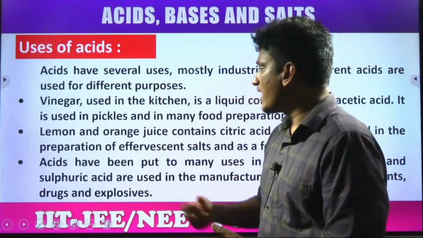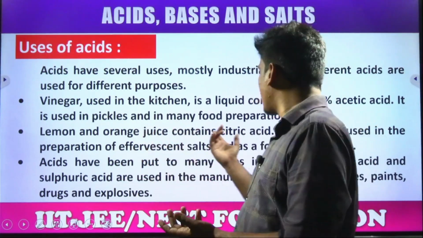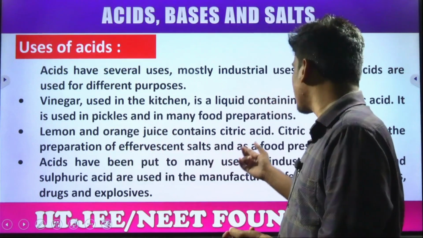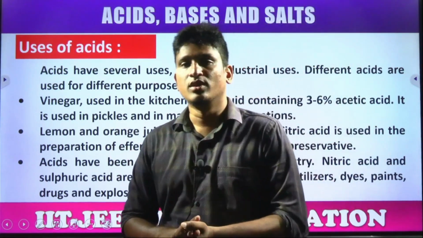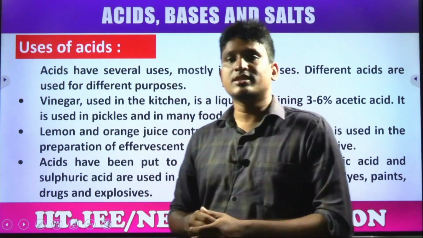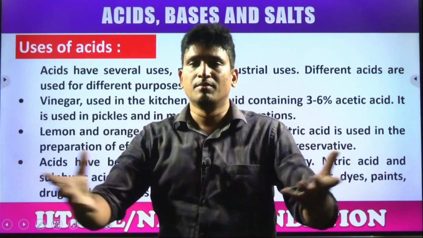So lemon and orange juice, we all know the use. They contain citric acid. Citric acid is used in the preparation of effervescent salts and as a food preservative also. So mainly citric acid is used as a food preservative, and effervescent salts, effervescence means escaping of bubbles, gas bubbles from the particular solution.